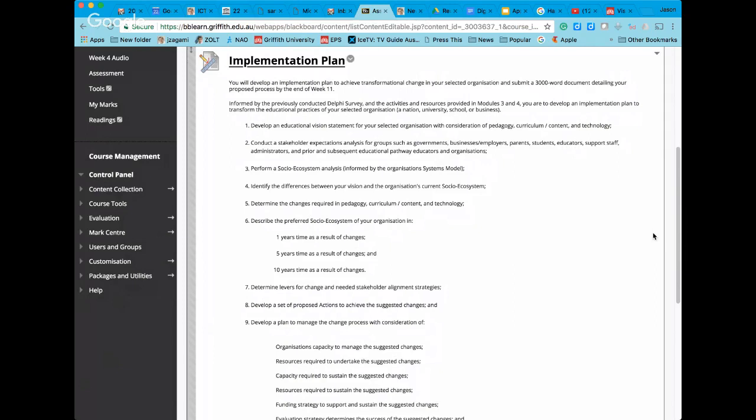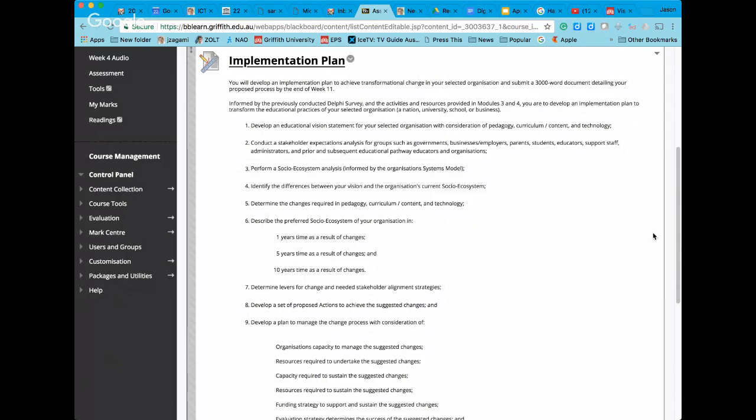Now, as we've discussed, there's a whole range of different aspects that you should include in a vision statement, but they're the particular elements that I need to see for your implementation plan. You can certainly also incorporate ideas of what your organization values and some of the goals and other aspects that are important in your organization, but I do need to see that aspect of pedagogy, curriculum, and technology.